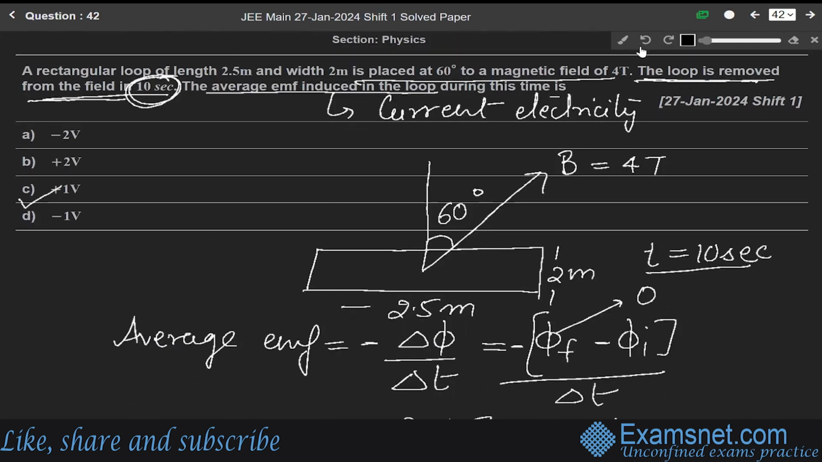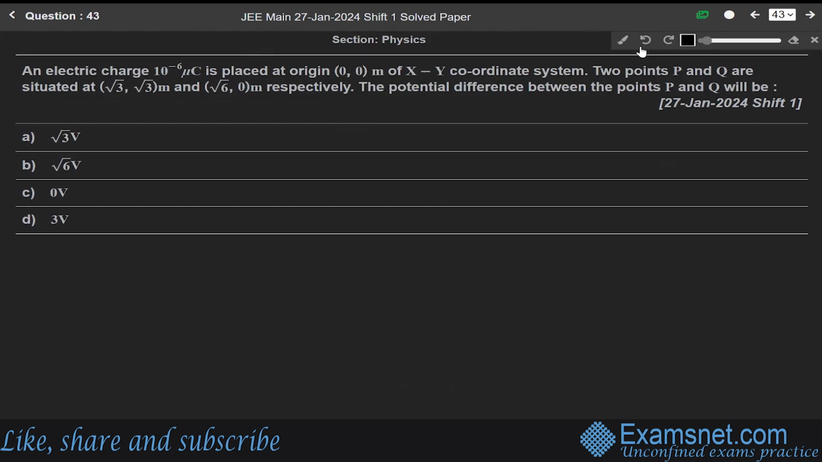Okay. Now next question. Question number 43. This question says that there is an electric charge of 10 to the power minus 6 microcoulomb placed at origin (0,0) meter of XY coordinate system. Two points P and Q are situated at √3 meter and √6 meter respectively. We have to find the potential difference between the points P and Q.